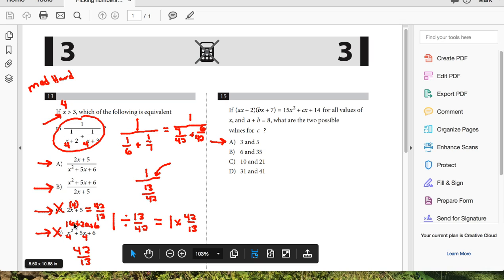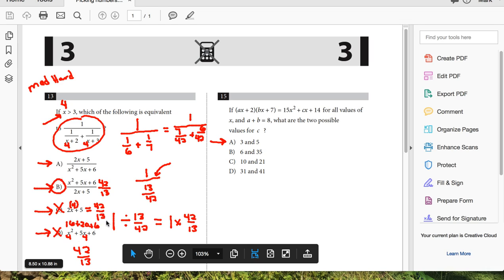But, oh, wait a minute. One of the answers up here is 42. Remember this value here? The numerator of answer choice B is answer choice D, and it was equal to 42. And the denominator of answer choice B was answer choice C, and it was 13. So sure enough, answer choice B is the answer.